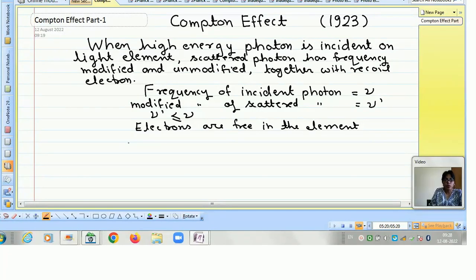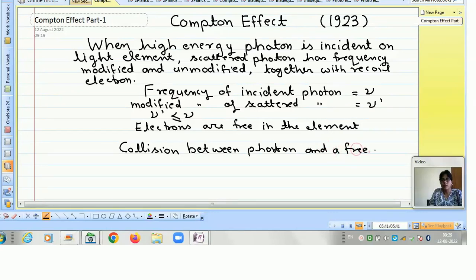So we can solve this problem as the collision between a photon and a free electron. Mathematically we will solve this problem as a collision between a photon and a free electron.